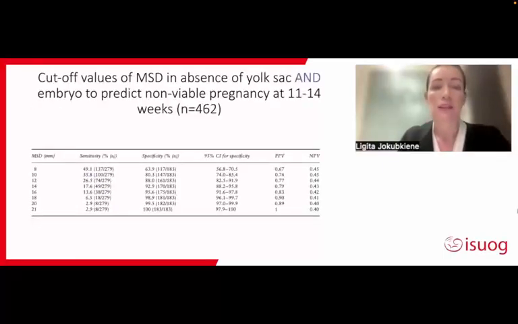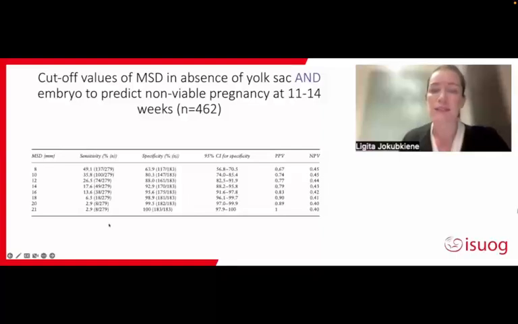And if we look here at the cutoff values for mean gestational sac diameter, if there was no yolk sac and no embryo to predict the viability, we can see that if we check, for example, 16 millimeters of mean gestational sac diameter, the cutoff that has been used for a long time, we still have false positives. So 4.4% of patients will still have a viable pregnancy, and we reach the 100% specificity, which means zero false positives, at 21 millimeters in gestational sac.